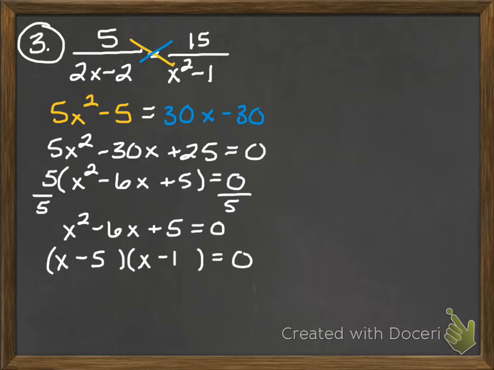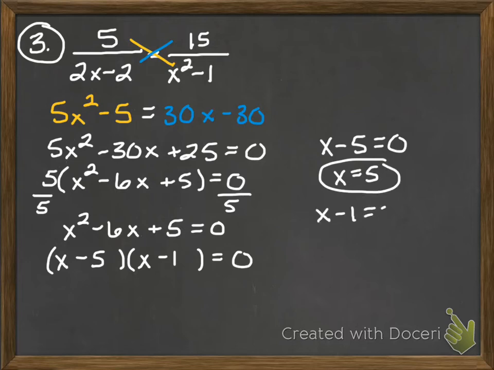I set each of these equal to 0, so x minus 5 equals 0. I would add 5 to both sides, so one of my solutions is positive 5. And x minus 1 equals 0. Add 1 to both sides. My other solution is 1.